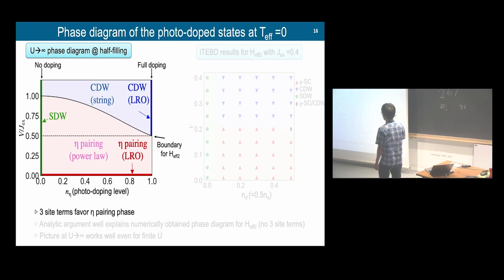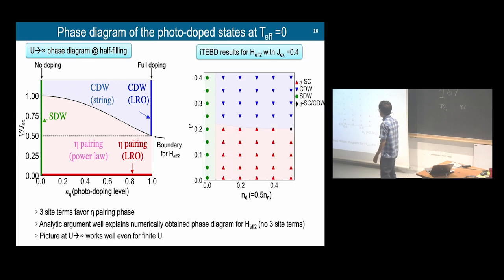And if we do not consider the contribution from the three-site term, the boundary becomes like this. So this means that the three-site term is favorable for the creation of the eta-pairing phase. Also, this phase boundary is independent of the photodoping level. And this point is nicely reproduced by the numerical analysis based on the tensor network analysis like this. So this result indicates that the discussion in the large U limit works well even for the finite U cases.